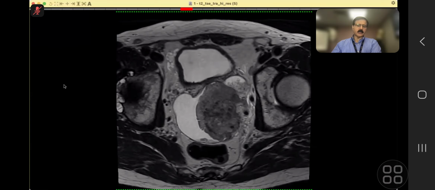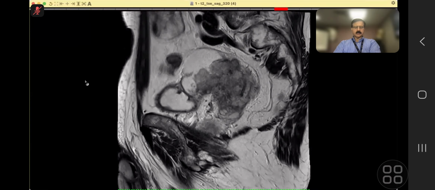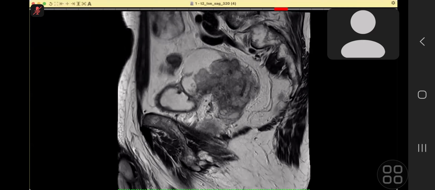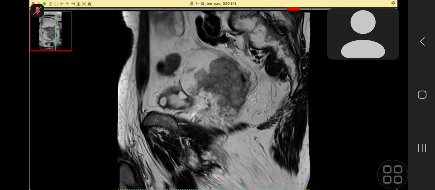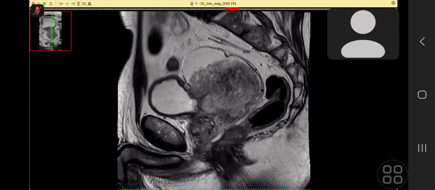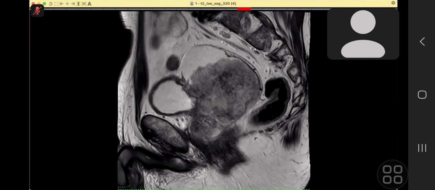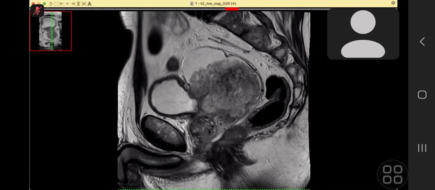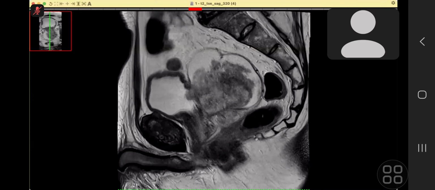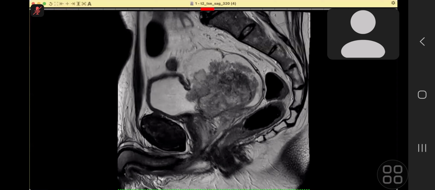So, sagittal, over to you. Yes, this is a sagittal sequence. I can see a true connection between the prostate and the mass lesion in this sequence, and I can see that the mass lesion is invading the posterior wall of the urinary bladder. This explains the defect that I saw in the CT scan.